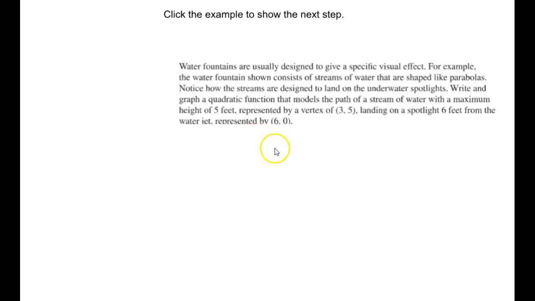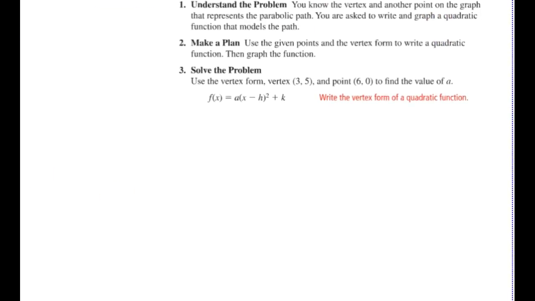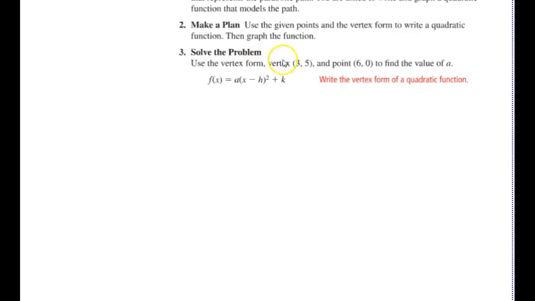Write and graph a quadratic function that models the path of a stream of water with a maximum height of 5 feet, represented by a vertex of (3, 5), landing on a spotlight 6 feet from the water, represented by (6, 0). So first I have to figure out what we're looking at. I know what the vertex is, because that was given to me here, and I know another point on the graph, which is (6, 0). So then I am asked to write and graph a quadratic function that models that. I can use those points and the vertex to write my function.